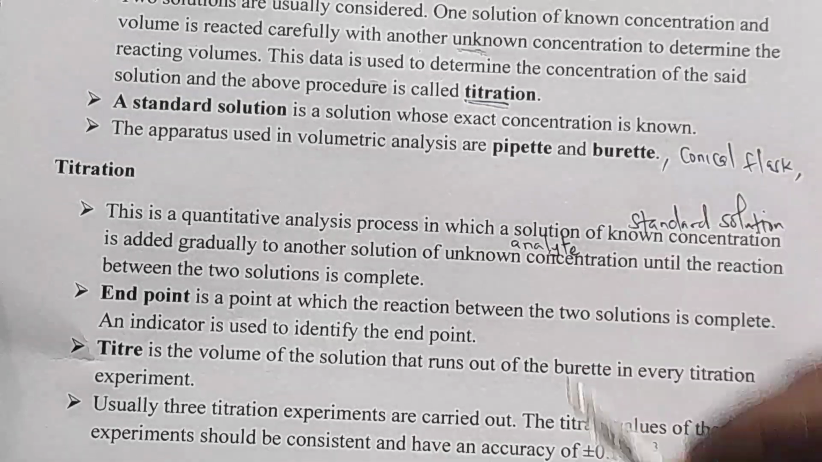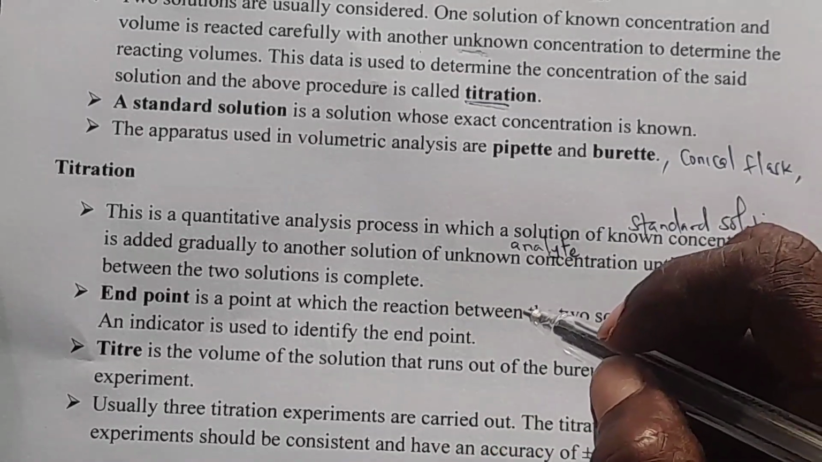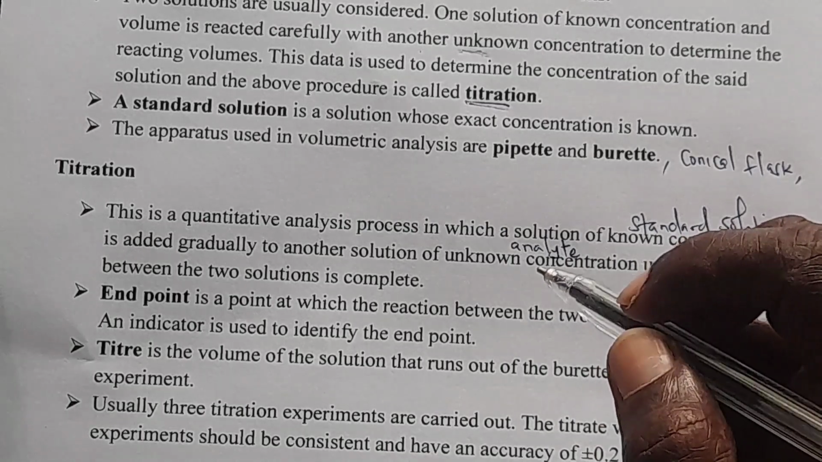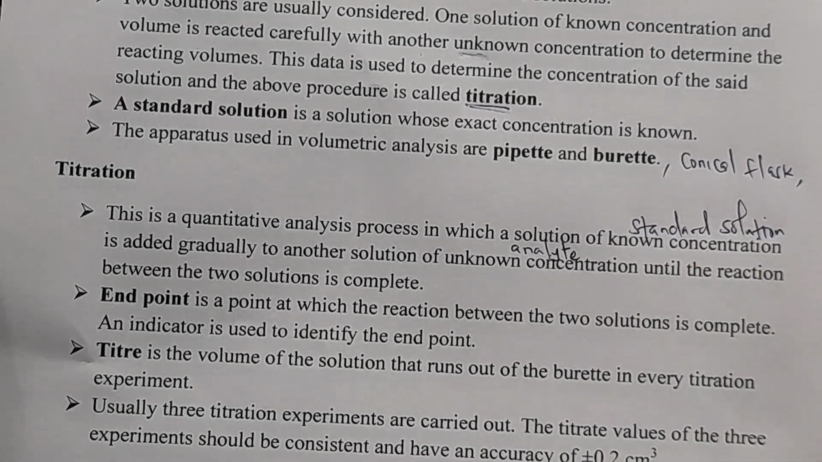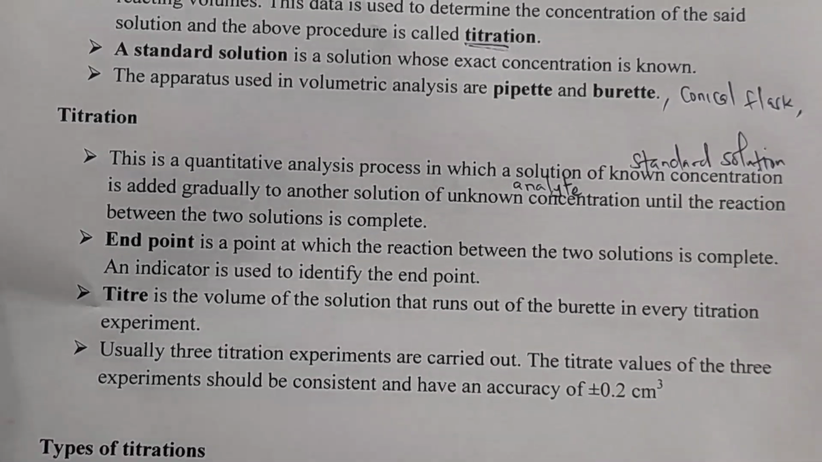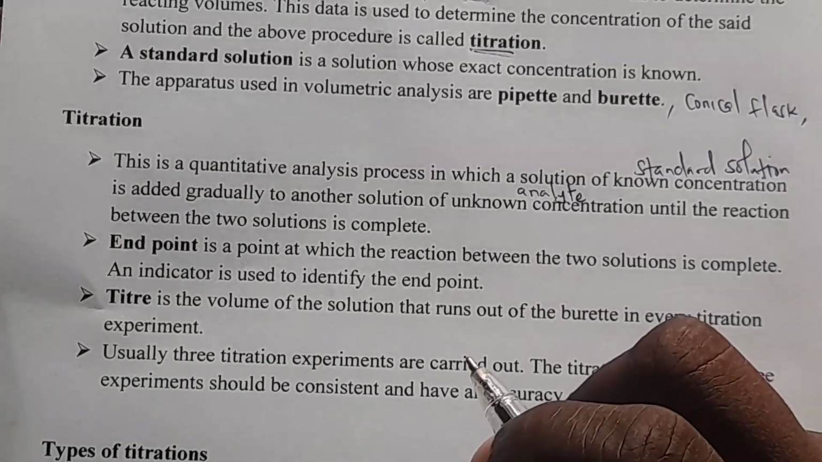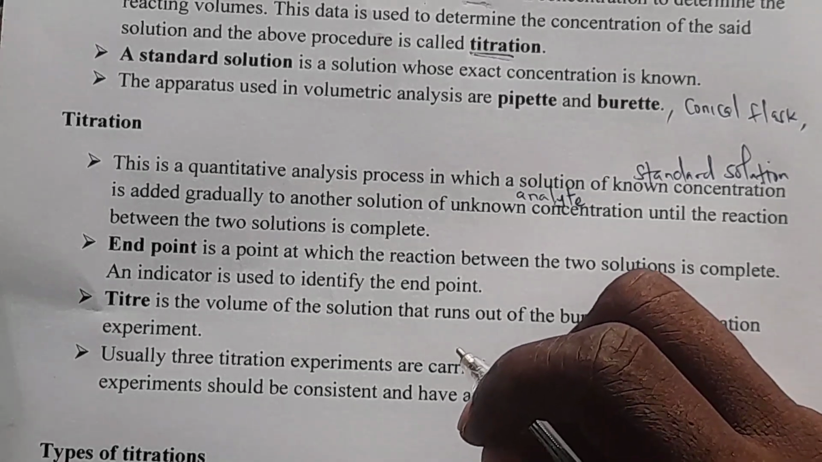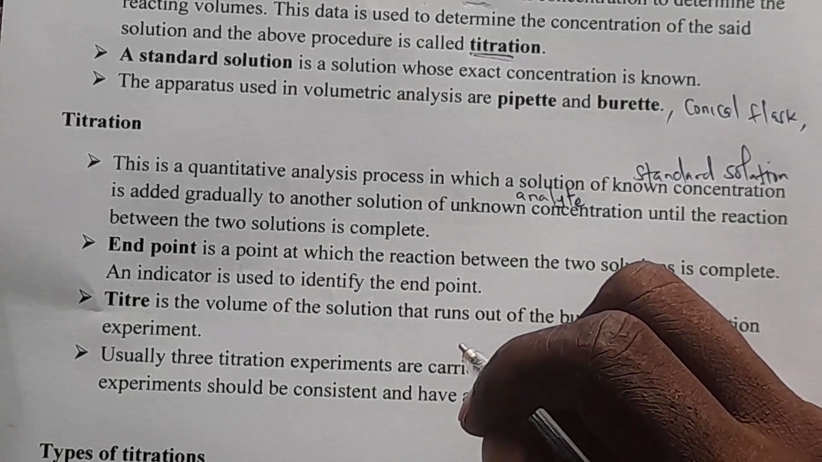Again, when dealing with titration, there is a choice of indicator. If you are dealing with a titration between a strong acid and a strong base, you can use any indicator. But if you are dealing with a strong acid and a weak base, it is better to use methyl orange. And if you are dealing with a weak acid and a strong base, phenolphthalein indicator is the most suitable indicator to use.